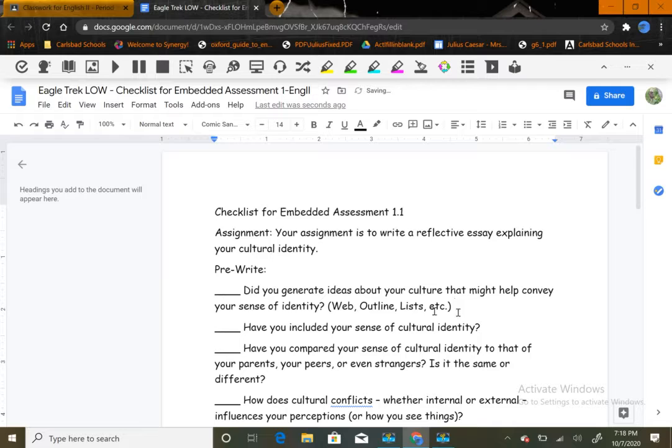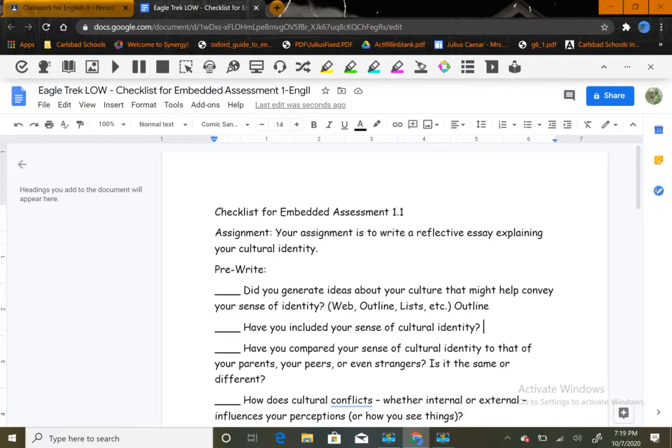So this very first question, did you generate ideas about your culture that might help convey your sense of identity? I've given you an example of what I'm looking for to answer this question. Did you make a web, a mind map, an outline, a list? How did you generate ideas? Just starting to write is not a form of pre-writing. Making lists, things like that. So in mine, I showed you I did an outline. So that's my answer to the first one.